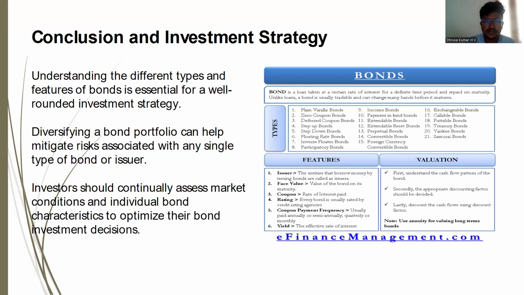Conclusion, investment strategy. Understanding the different types and features of bonds is essential for a well-rounded investment strategy. Diversifying the bond portfolio can help mitigate risk associated with any single type of bond or issuer. Investors should continuously assess market conditions and individual bond characteristics to optimize their bond investment decisions.